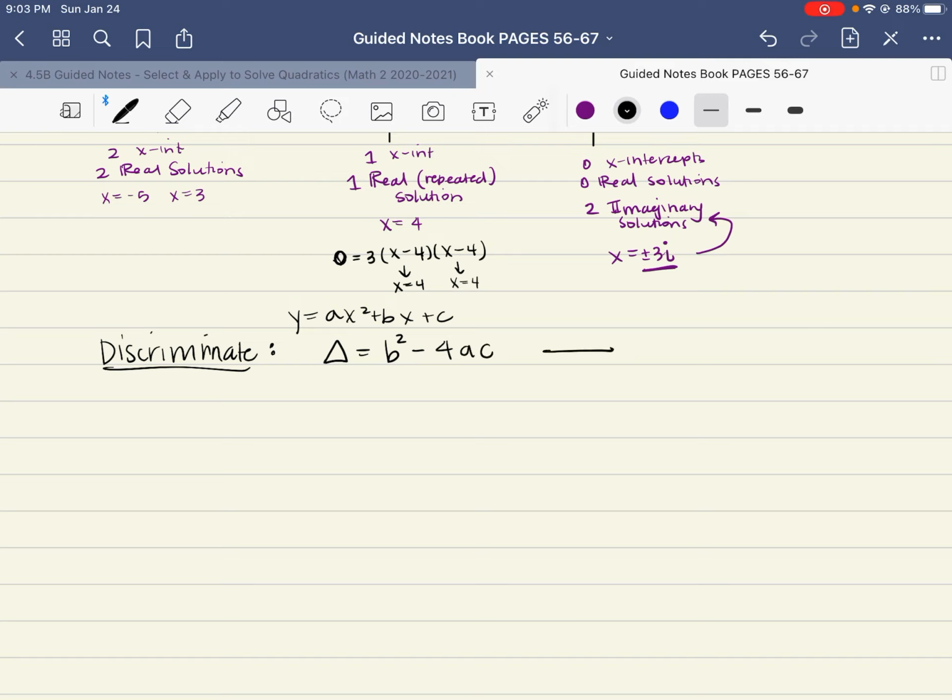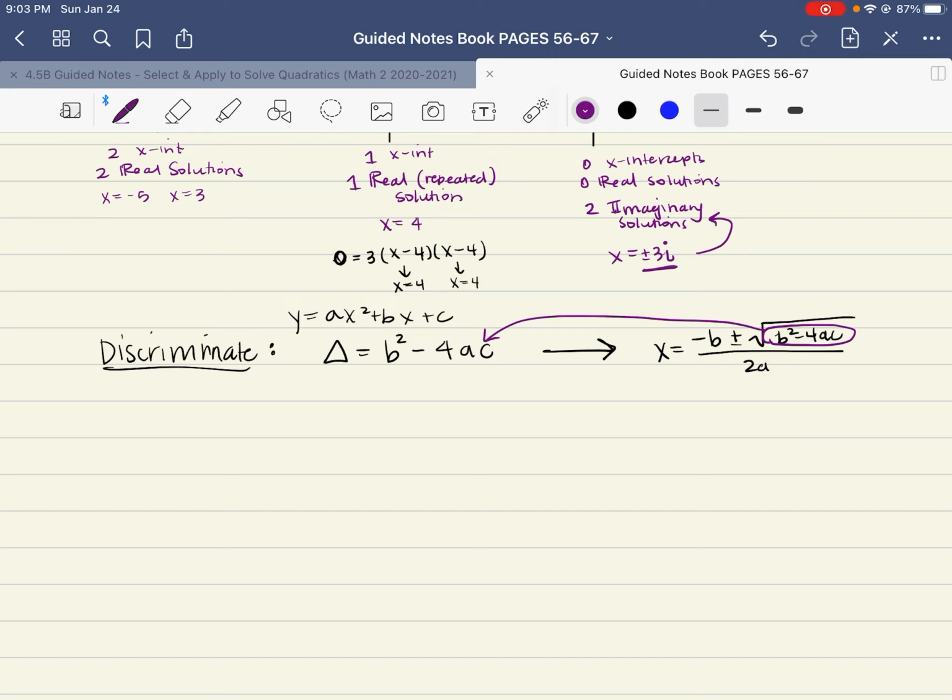Now what I want you to notice is this should look pretty familiar, right? B squared minus 4ac comes from our quadratic formula song. Notice in the quadratic formula, negative b plus or minus the square root of b squared minus 4ac all over 2a. So if you notice right inside here, that's what we call the discriminant. Okay, so let's talk about what it can tell us.